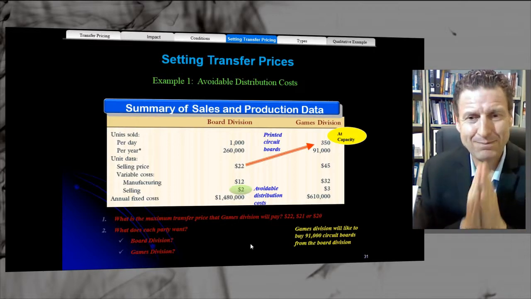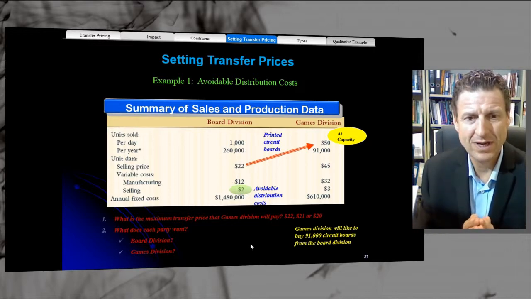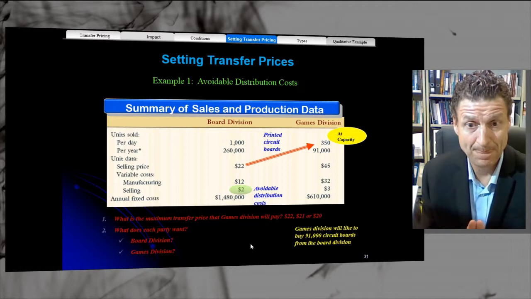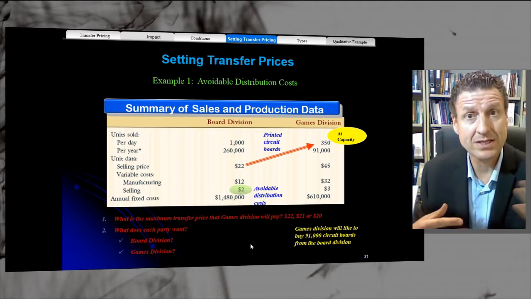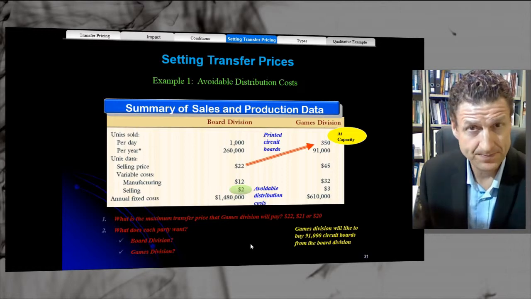All right, now the board division can actually sell the boards outside. What can they sell them for? They could sell them outside for the selling price. They could sell for $22. So they could sell it outside for $22. If the games division wanted to buy it from outside, they would have to pay $22.